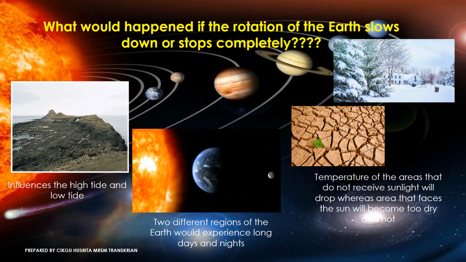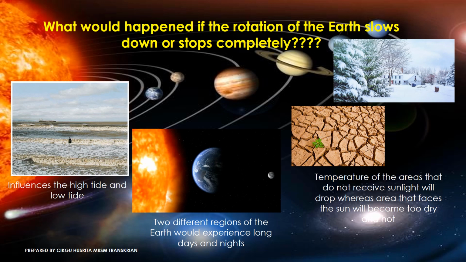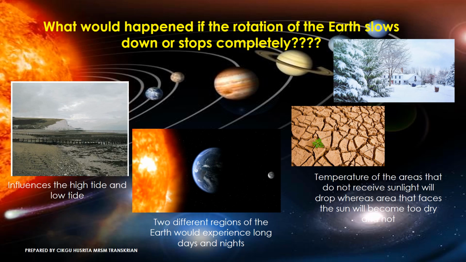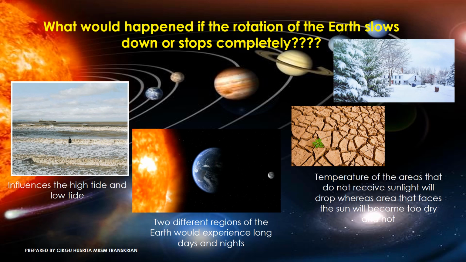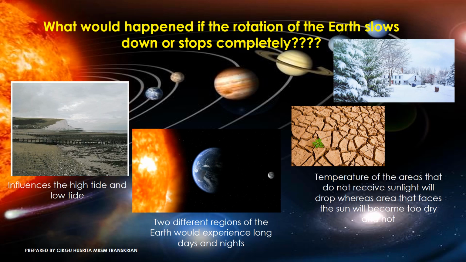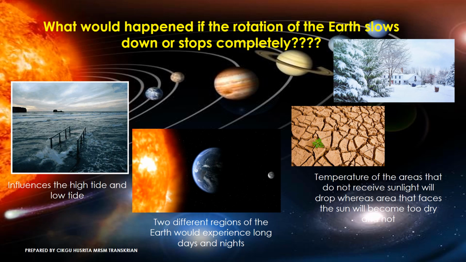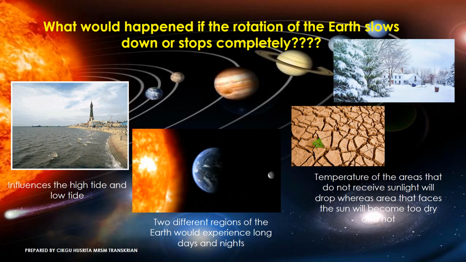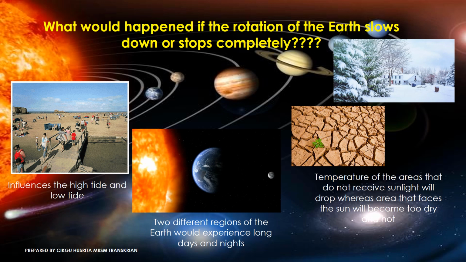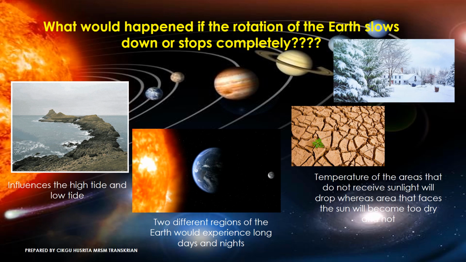Okay, so what will happen if the rotation of the Earth slows down or stops completely? This is the consequence. What will happen? The first one, it will influence the high tide and low tide. Okay, and then second, two different regions of the Earth will experience long day and night. And then the last one, the temperature of the area that does not receive sunlight will drop and become cool, whereas the area that faces the Sun will become too dry and have high temperature, which may cause drought.